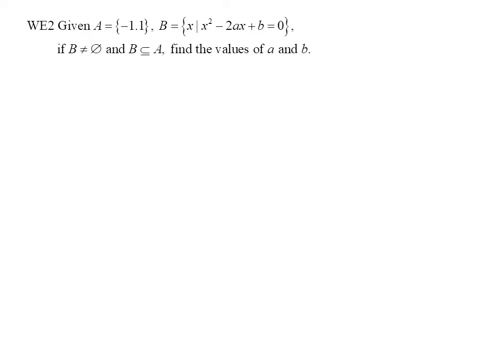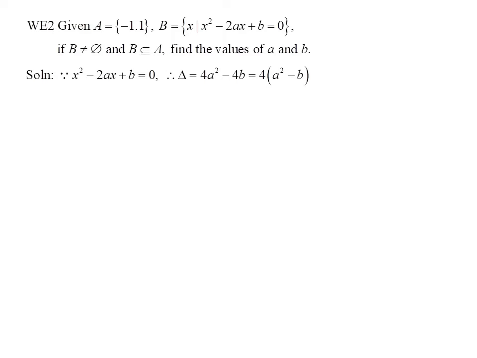Example 2 shows 2 sets of A and B. There are 2 elements of -1 and 1 in set A. The elements in set B are the roots of a quadratic equation of x squared minus 2ax plus b equals 0. The question is to find the values of a and b, given that set B is not an empty set but a subset of set A.